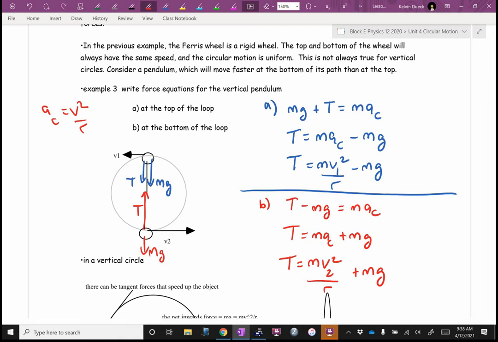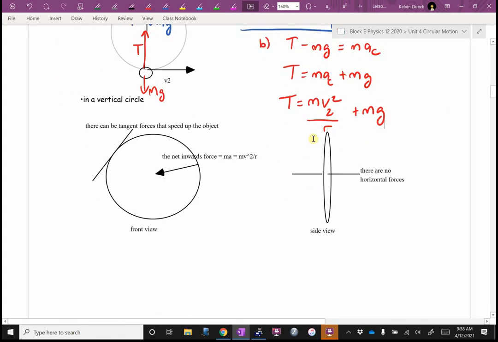Not for a rigid wheel like a Ferris wheel, but for swinging a mass on the end of a rope. So in vertical circles, there can be tangent forces that cause the object to speed up or slow down, like in a pendulum, not in a Ferris wheel. But the net force, the inwards force, is mv squared over r, or it's m 4 pi squared r over t squared. I would use that one if instead of giving me the speed, they gave me the period, or they asked for the period. No horizontal forces, or if there are, they balance out. So the net horizontal force is zero.